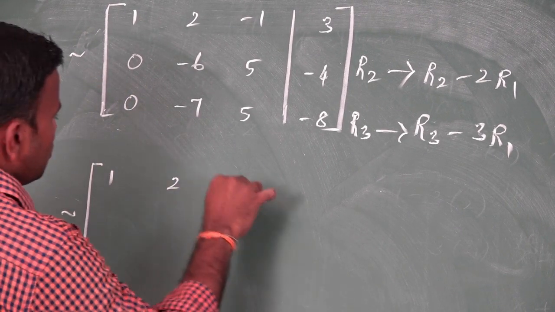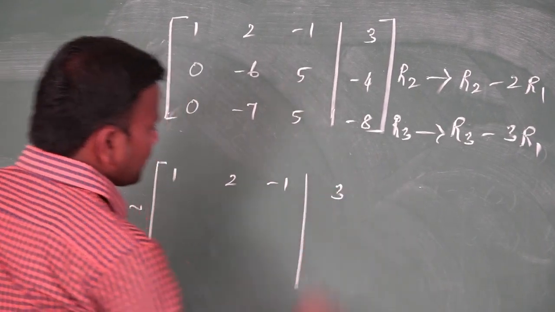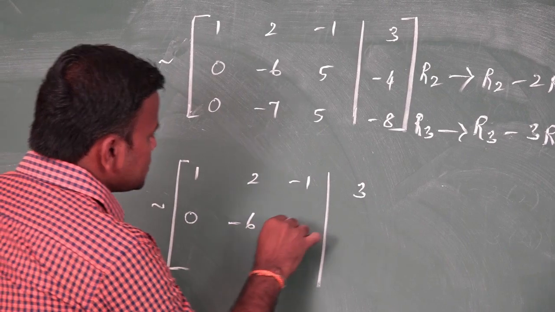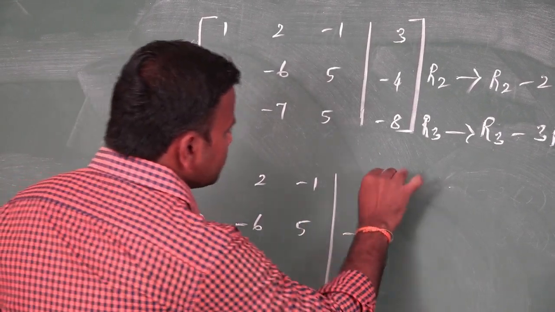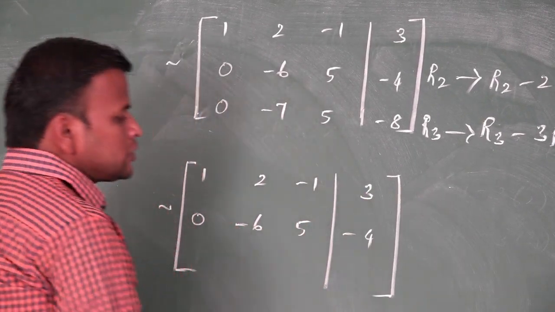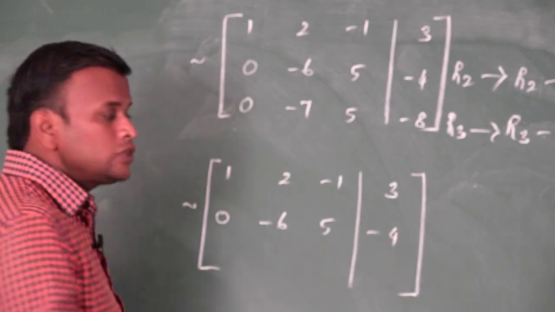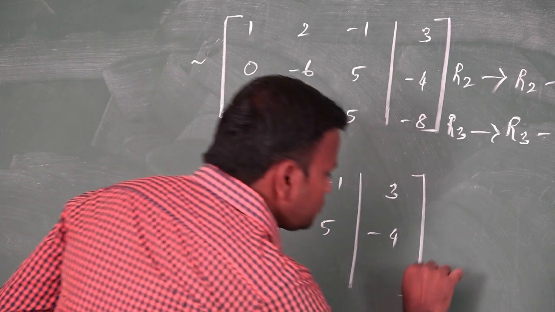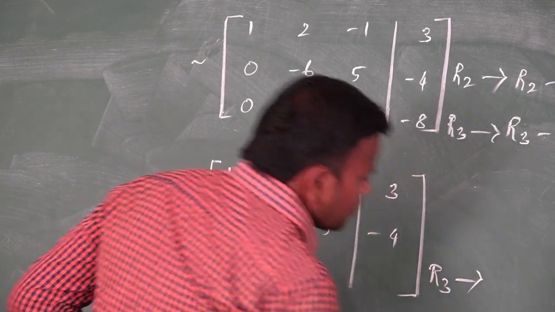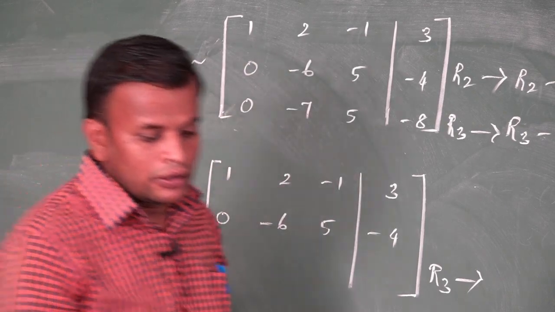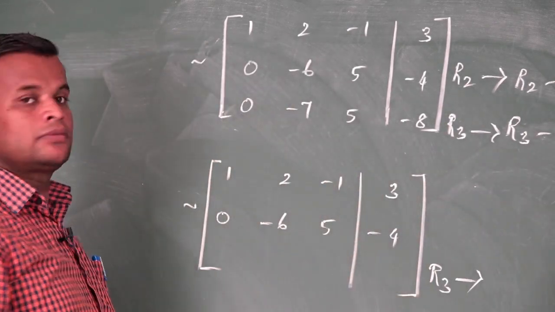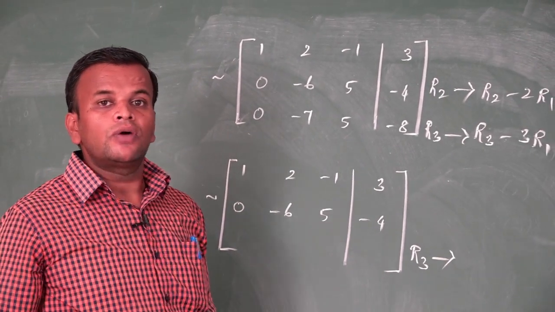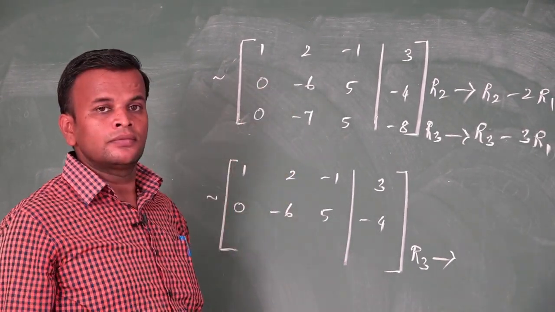1, 2, minus 1, 3. And the second row also has no change: 0, minus 6, 5, minus 4. We do the process only in R3. Our motive is to convert this element to 0. We see only R2 and R3.